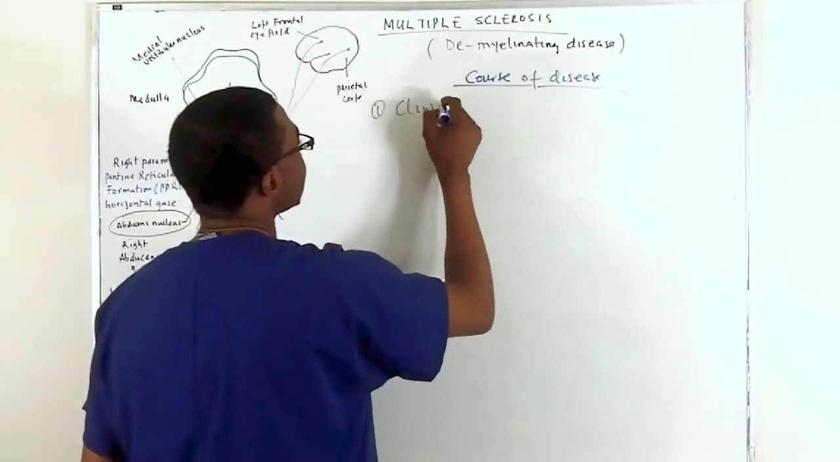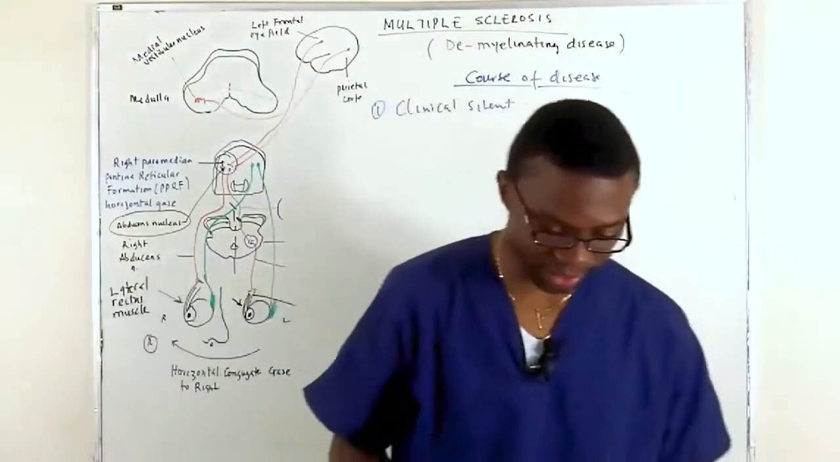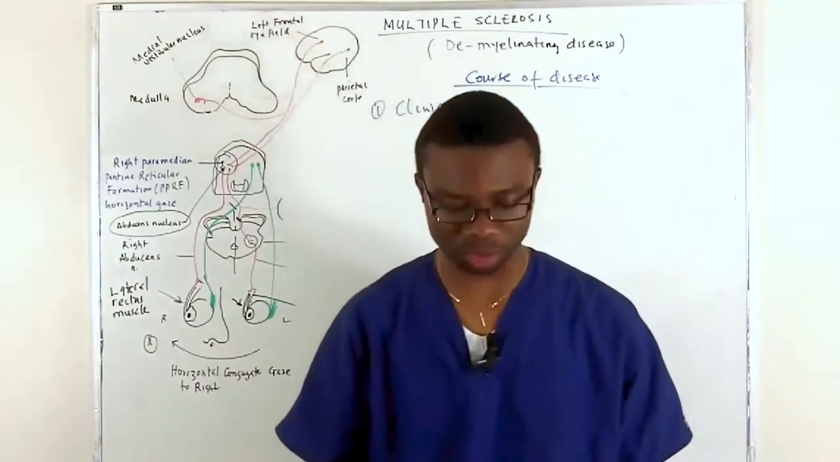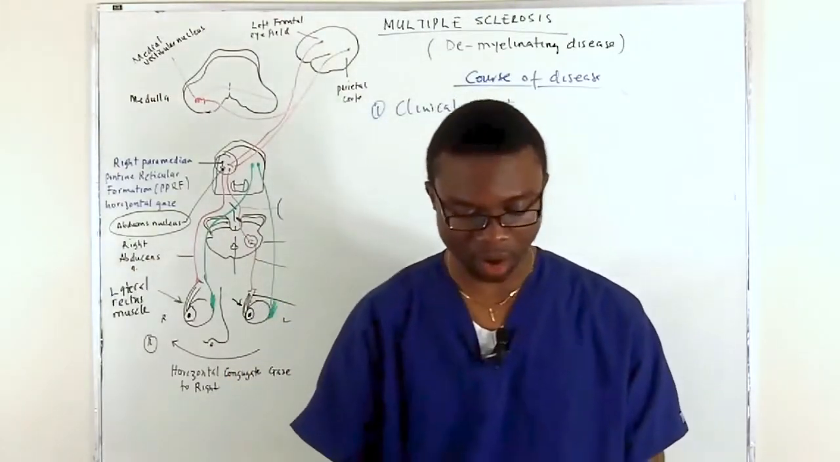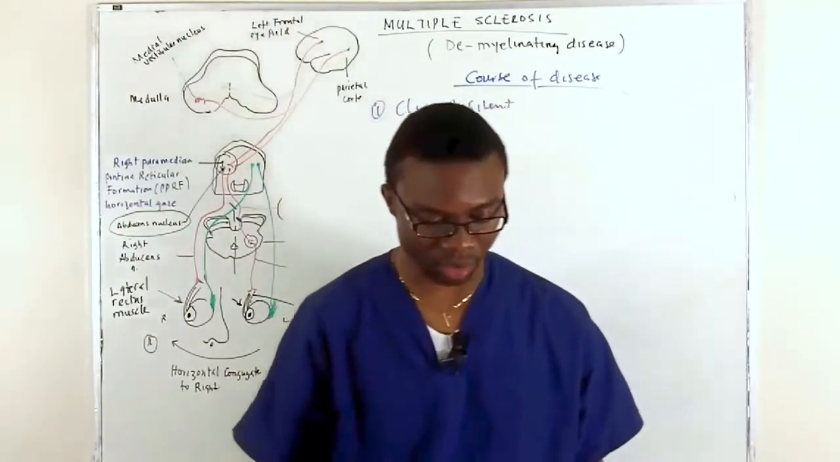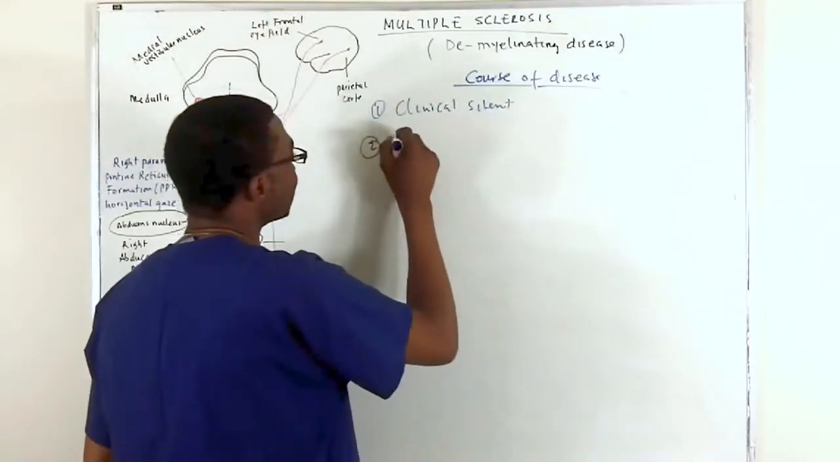Clinically silent. What do we mean by clinically silent? Well, this is often known as the benign or stable multiple sclerosis. Often there might be some progression of this disease later on in life. And then we have the relapsing and remitting course.